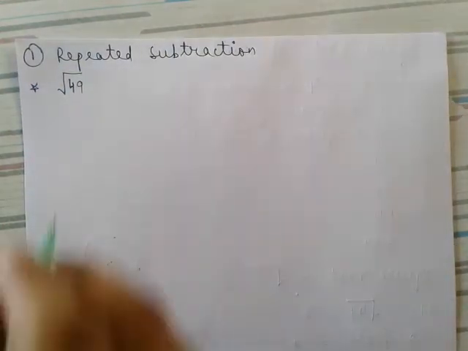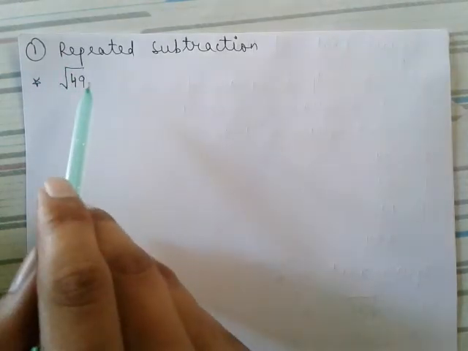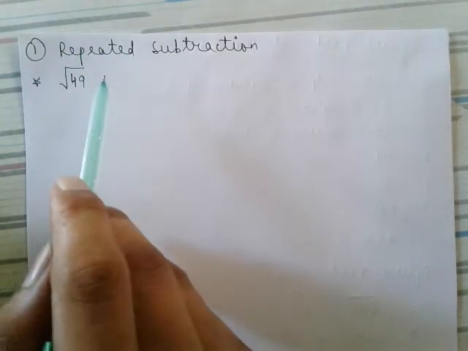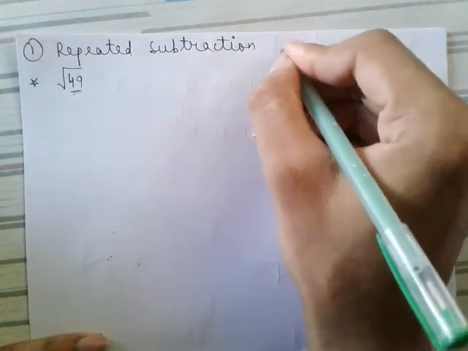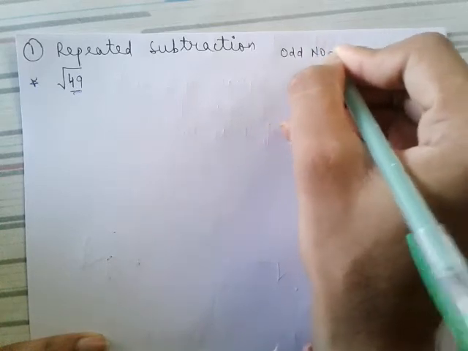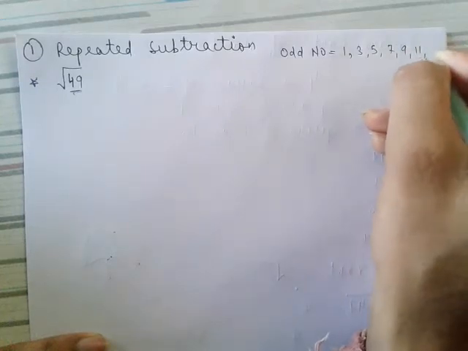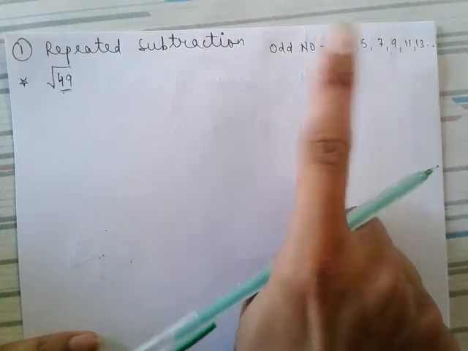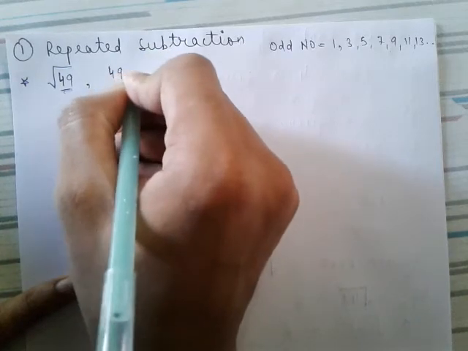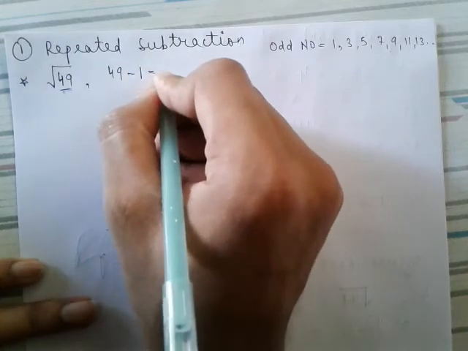In the repeated subtraction method, we subtract odd numbers from this perfect square number, one by one. What are the odd numbers? Odd numbers are 1, 3, 5, 7, 9, 11, 13 and so on. You will subtract these one by one. So first start with 1. You have to subtract 1 from 49 first. That is 49 minus 1, you will get 48.